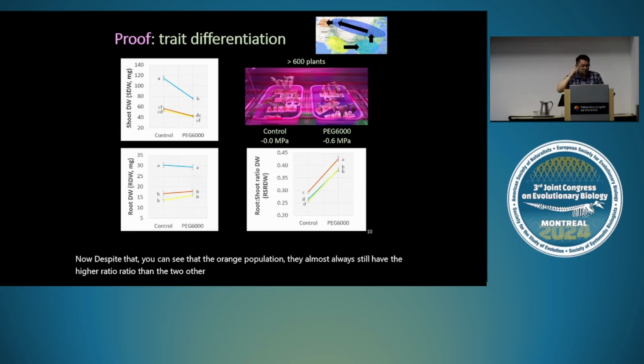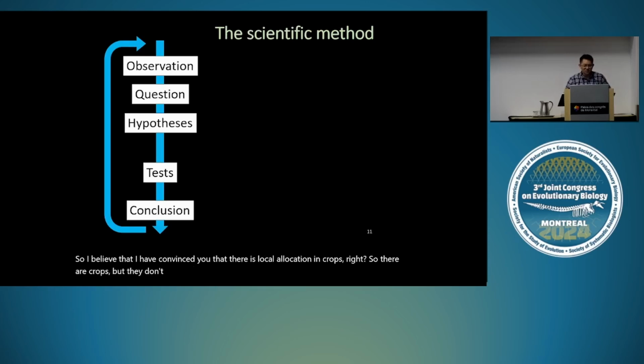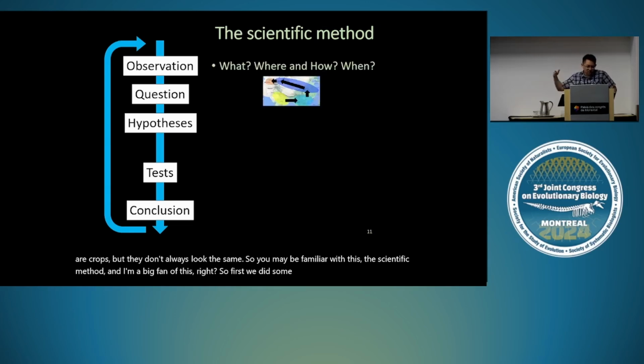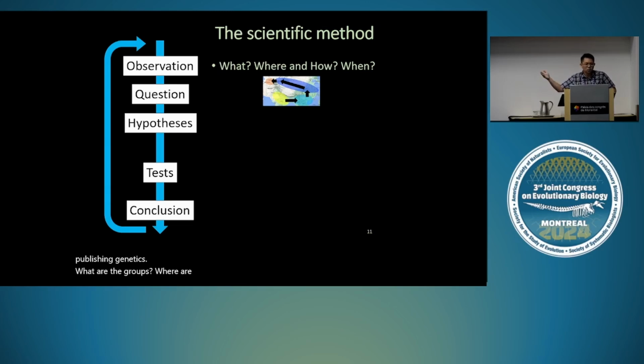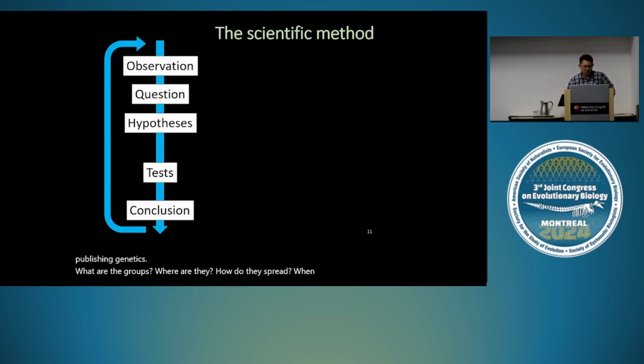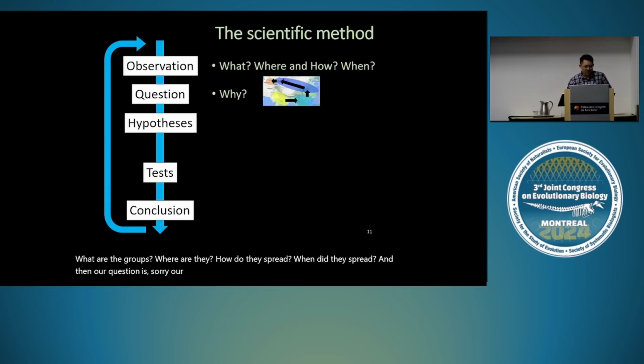Right. So, that's all of my talk now. I believe that I have convinced you that there is local adaptation in crops, right? They're crops, but they don't always look the same. You may be familiar with the scientific method, and I'm a big fan of it. First, we did some observation, so we have some population genetics. We see what the groups are, where they are, how they spread, and when they spread. And then our question is, why did they have that specific spread pattern?